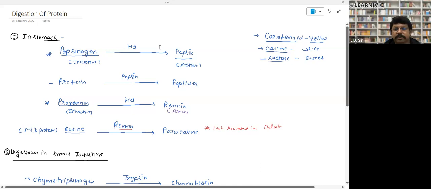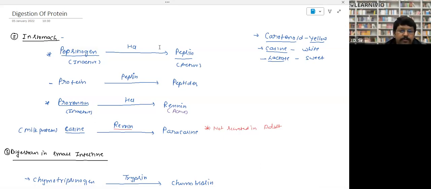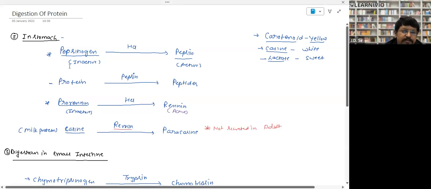Protein is made up of amino acids. We have studied the structure of protein, carbohydrate, and fat in the biomolecules chapter, so no need to mention what is polymer and what is monomer. First, look at the stomach. What happens?